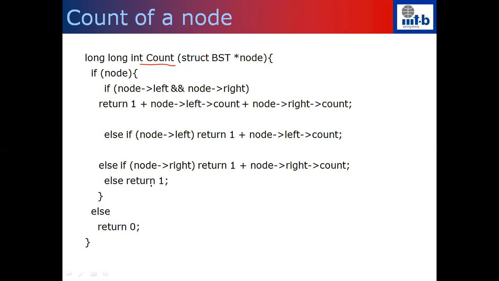If the node is null, the count for that is 0. If the node has both children, then the count of that node will be 1 plus the count on the left-hand side plus the count on the right-hand side. If the right child is null, then the count for that node is 1 plus the number of nodes on the left-hand side. If the left child is null, then it will be 1 plus the number of nodes on the right-hand side. If both pointers are null, then it's a leaf node, so the count for that will be 1. So search will not change the count.